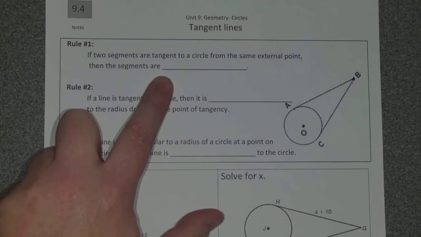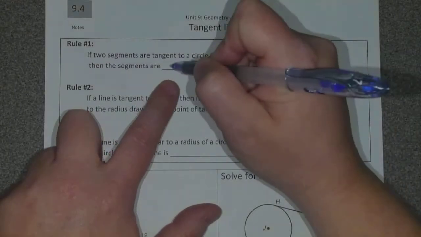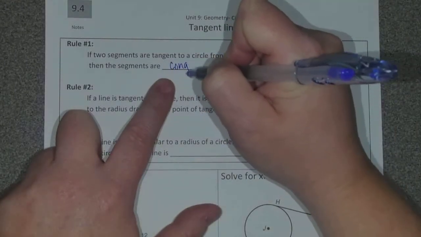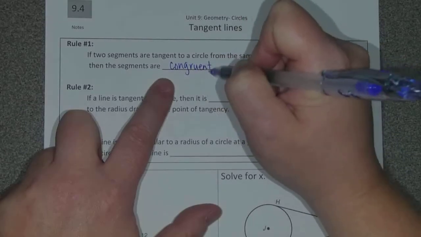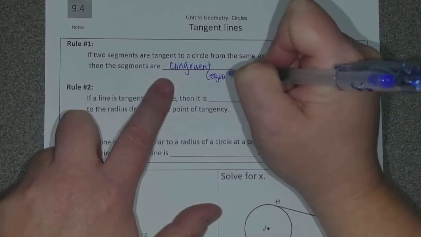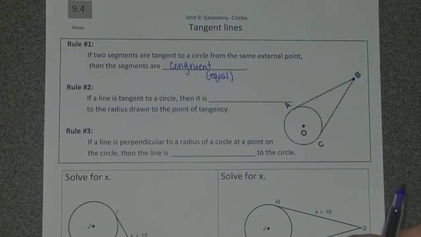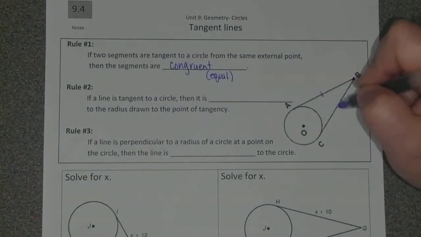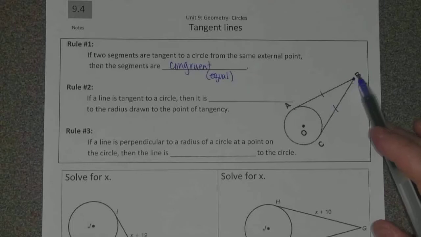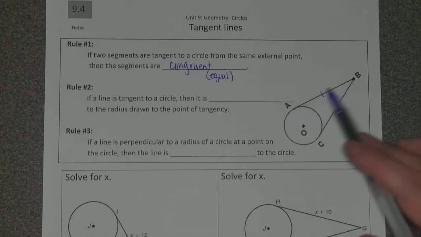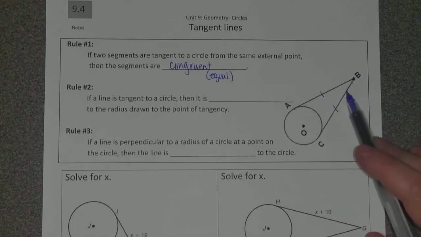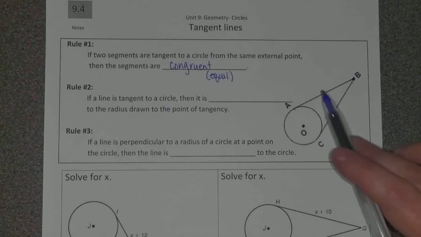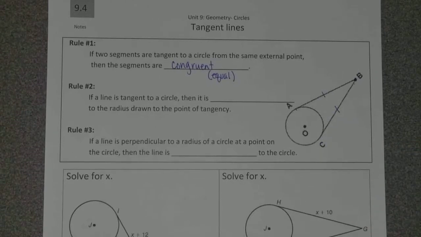Do they look like they might be equal, parallel, perpendicular? What do you think they are? Equal. They are equal. So we can say congruent, which really just means the same as equal. So these two tangent lines, if they go from an external point to the edge of the circle and the same external point to the edge of the circle, those two tangent lines are equal to each other. That's the first rule.